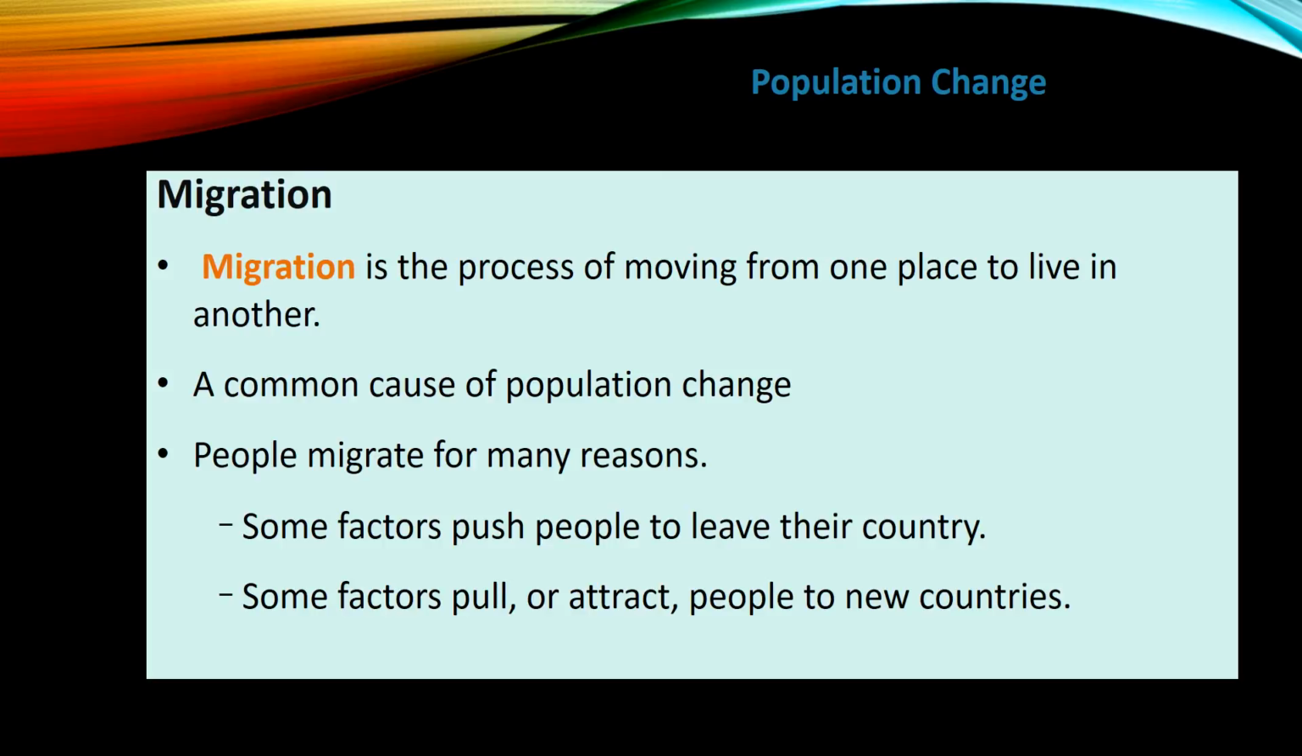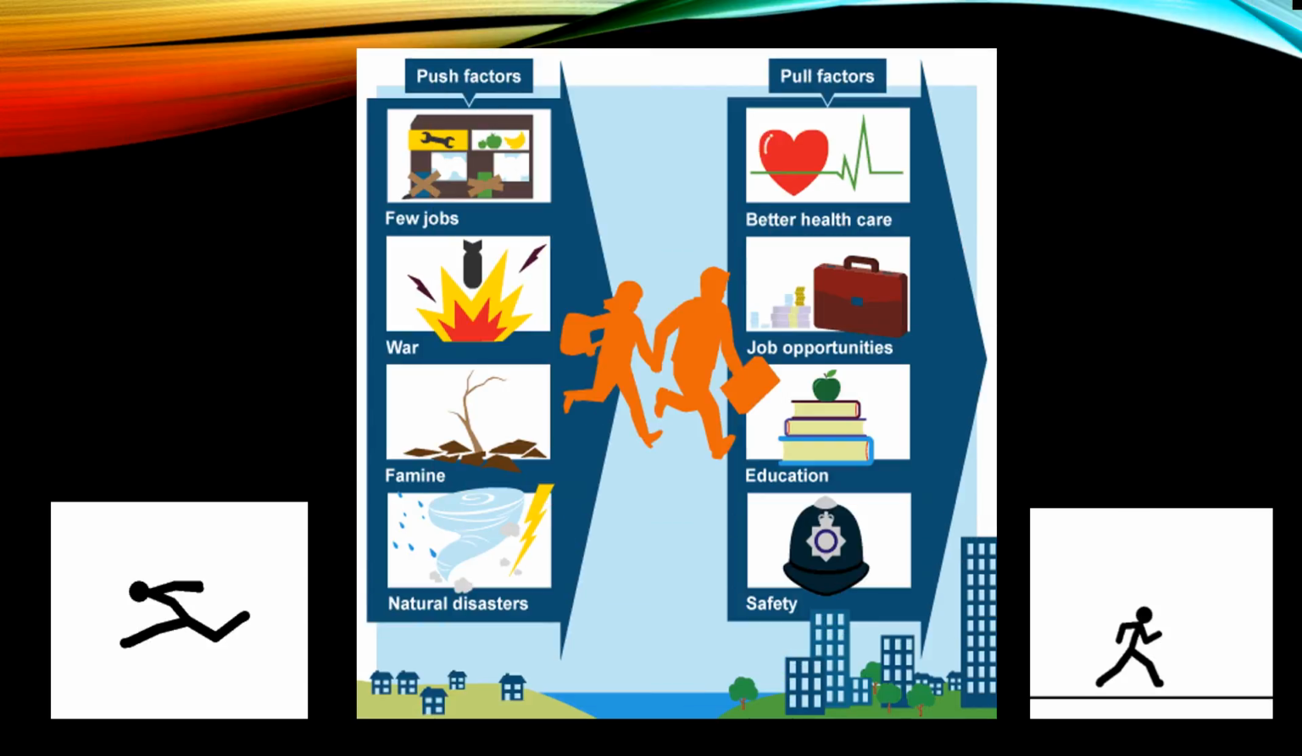Some factors push people to leave a country, while other factors pull or attract people to a new country. Warfare and a lack of good farmland are common push factors. For example, during the Irish potato famine of the mid-1800s, poverty and disease forced 1.5 million people to leave Ireland. Opportunities for a better life often pull people to new countries. Another example is that in the 1800s and early 1900s, thousands of British citizens migrated to Australia in search of cheap land.